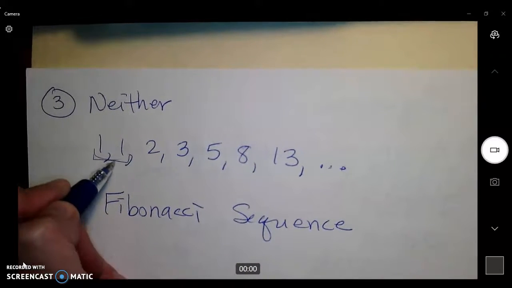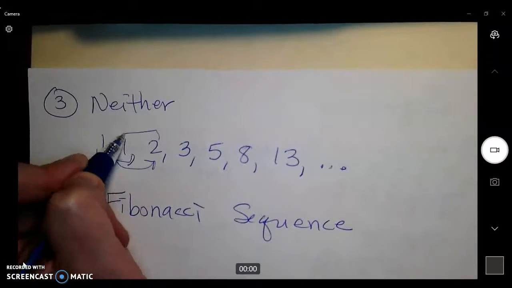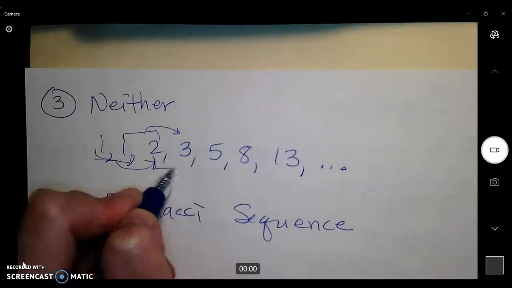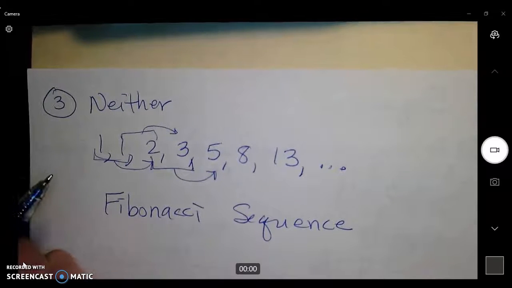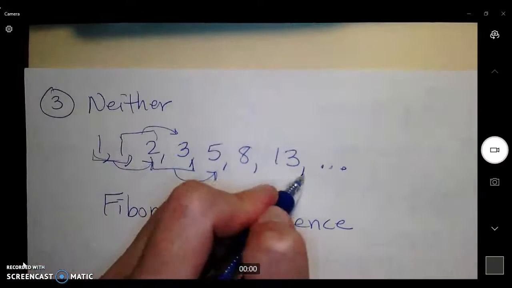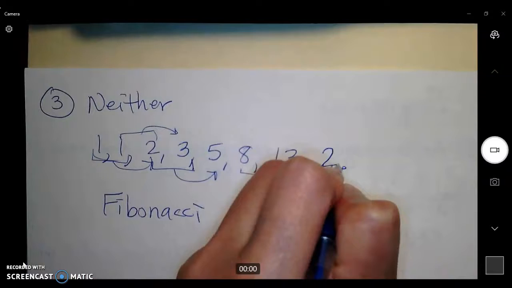So 1 plus 1 is 2. 1 and 2 is 3. 2 and 3 is 5. So it just keeps doing that. It keeps adding the prior 2. So this one here, the next term would have been 21.